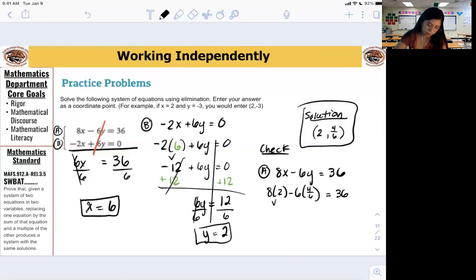8 times 2 is 16. 6 times 4/6. Anyone want to tell me what that would be? It will give us 6, right? Because of the denominator? You're on the right track. It's 4. This will give you 4. 16 minus 4 is 12. Does 12 equal 36? No. So at that point, you would say, oh, I messed up somewhere. Let me go back to the beginning and check my work and try it again.